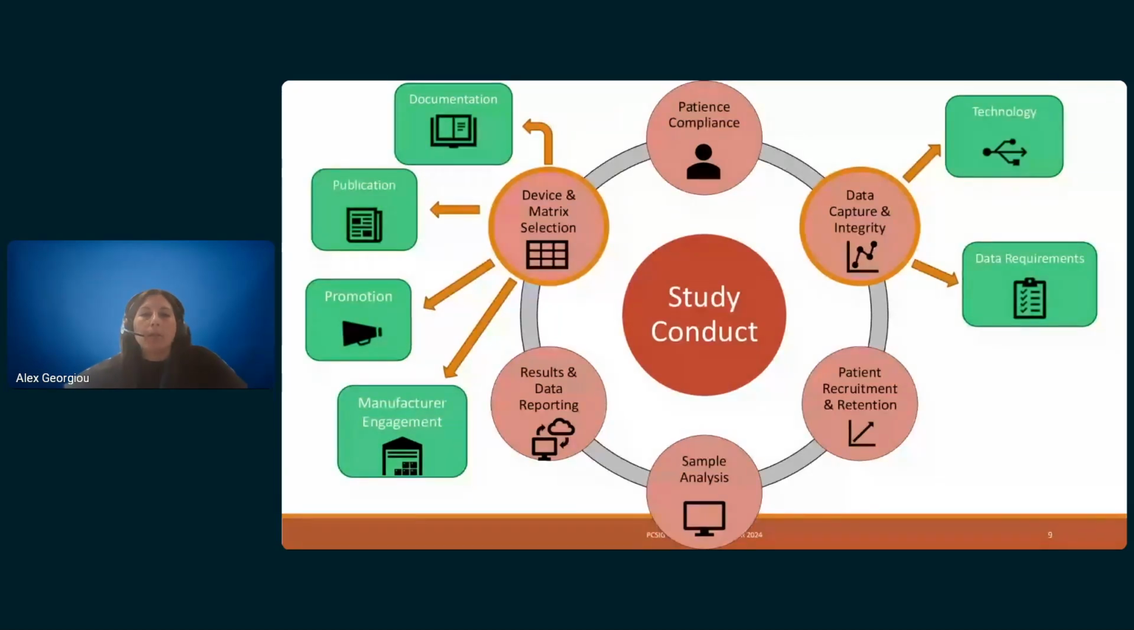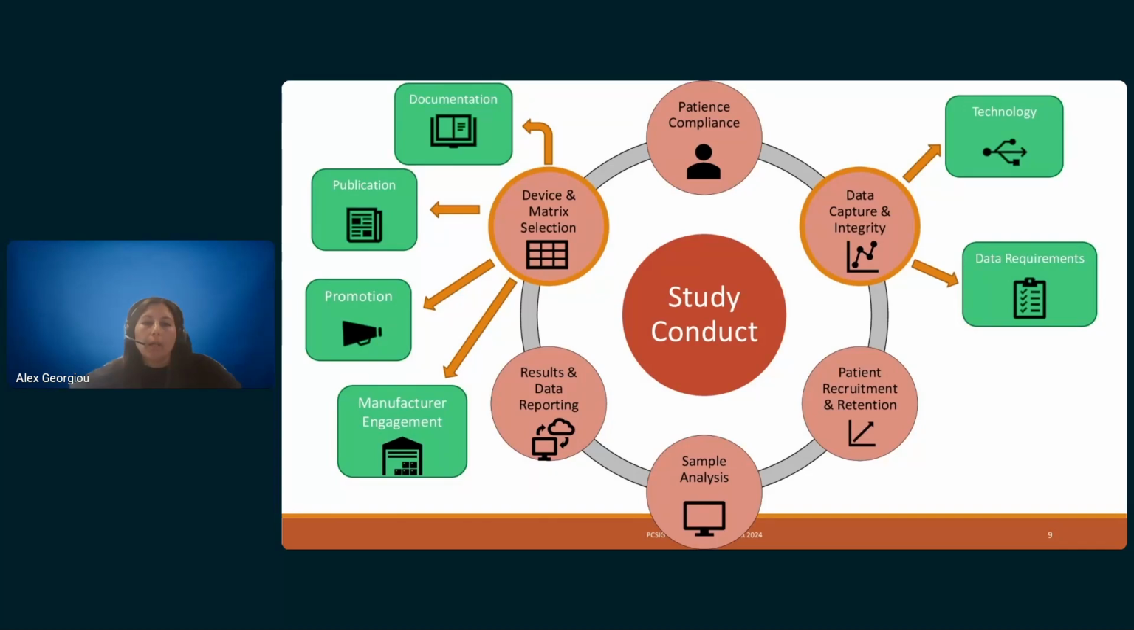And very similar to Phil, we've got a study conduct section, as you would have seen on the clinical trial roadmap. There were 6 main categories that have been identified as important during study conduct using patient-centric sampling. And the 2 primary challenges were the sampling device and the matrix selection, and then data capture and integrity.